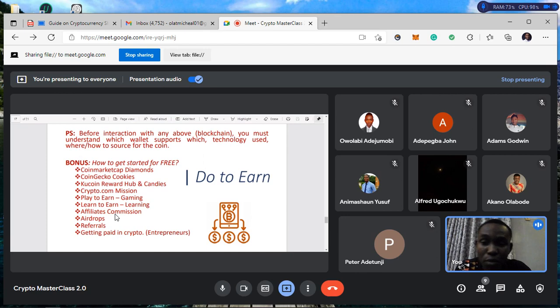But with crypto play to earn, you can actually convert those rewards you get into cash. So that's what we call play to earn. So you can also start with that, and with time you also begin to get it.